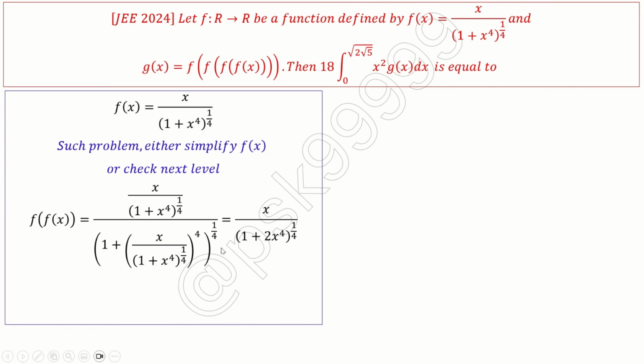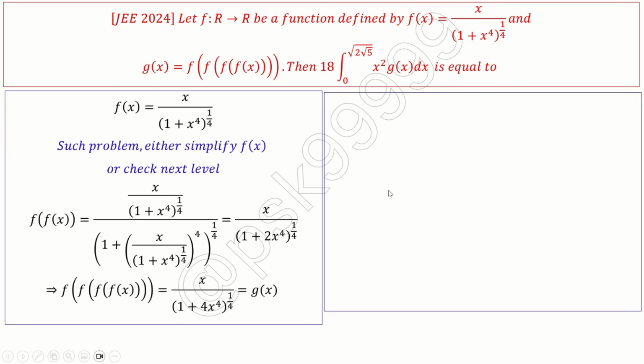Now 2 times you get 2. If you try 3 times you get 3 actually. So my f of x is nothing but x by (1 plus 4x to the power of 4) whole to the power of 1 by 4. This is my g of x. Now I have my g of x, which is very simple.